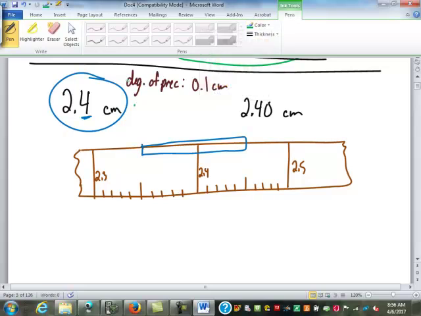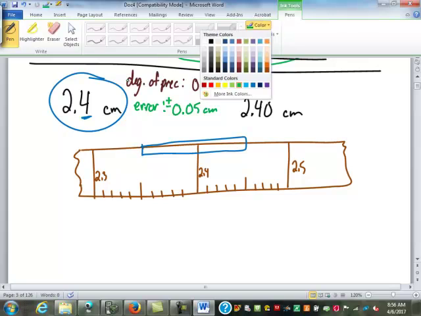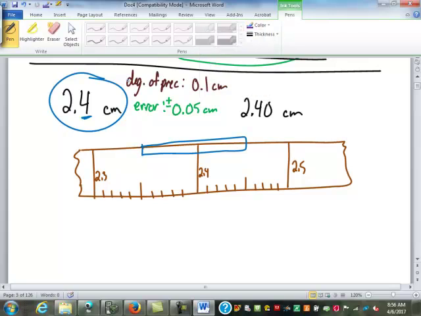So that is an implied error of how much? What's 1/2 of that? If I take 0.1 divided by 2, 0.05. Very good. So that's plus or minus 0.05 centimeters. So if I take 2.4 minus 0.05, that's 2.35 centimeters. 2.4 plus 0.05 would be 2.45 centimeters, which is just what we drew out here.